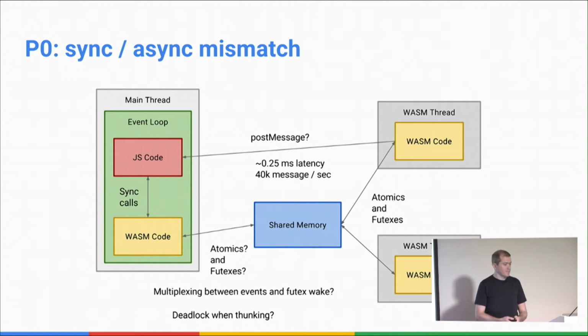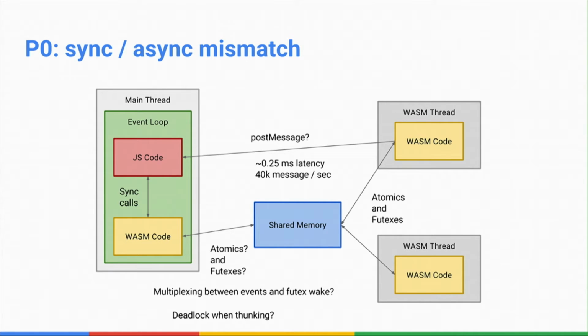So the big one is the mismatch between synchronous and asynchronous programming models. The web is very much asynchronous. And if you want to have good support of native code, you have to support blocking. You have to support synchronous action. So here's a rough sketch of what a threaded WASM program would look like. We want to be able to call in and out from JavaScript to WebAssembly.